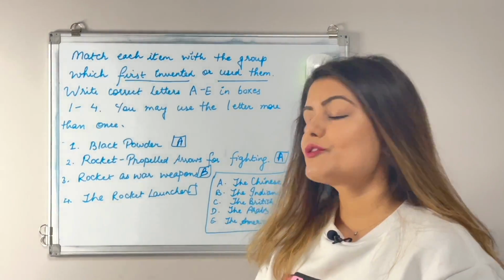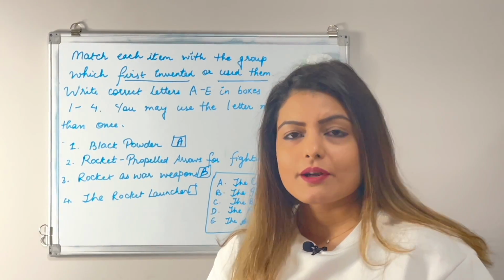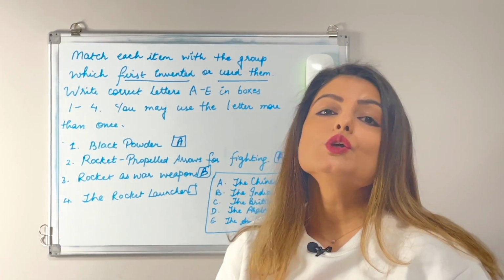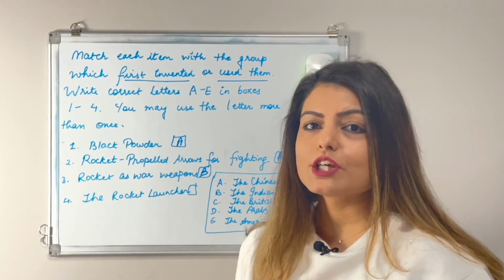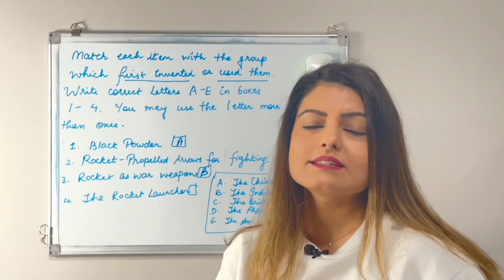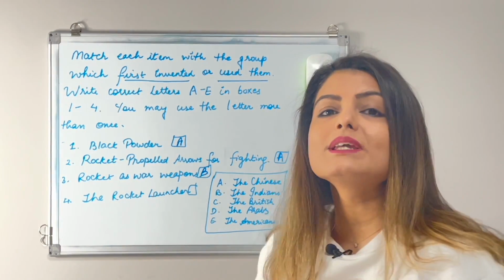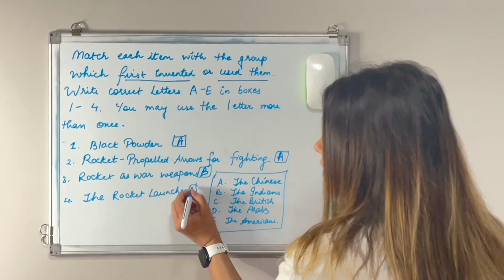Now let's look at the fourth question, the rocket launcher. Now if you look at the second paragraph of the text and 6th line from the bottom, you will see that it says that the Americans developed a rocket with its own launcher to use against Mexicans in the mid-19th century. So in this case, the correct answer would be the Americans. So the correct answer would be E.